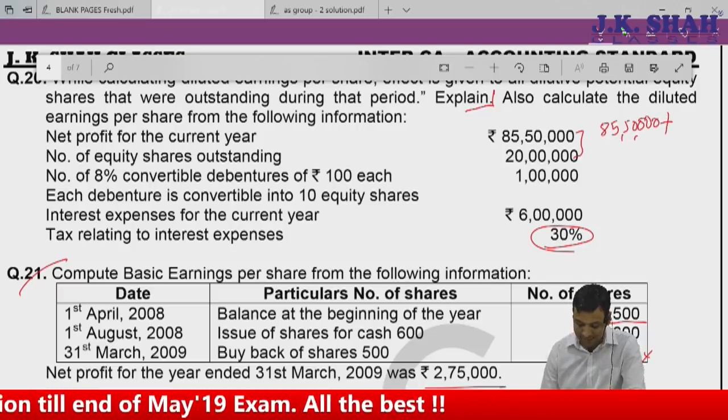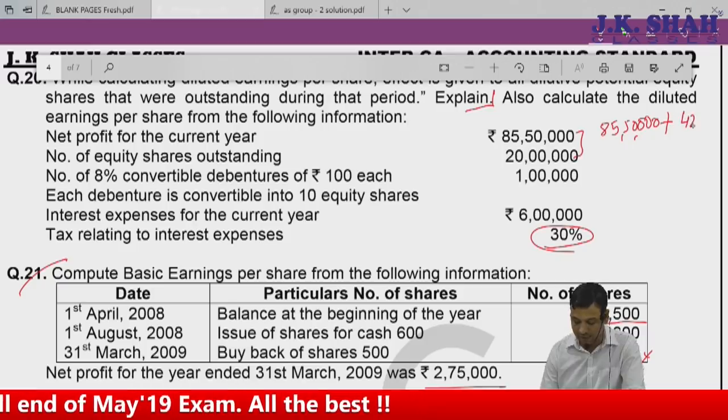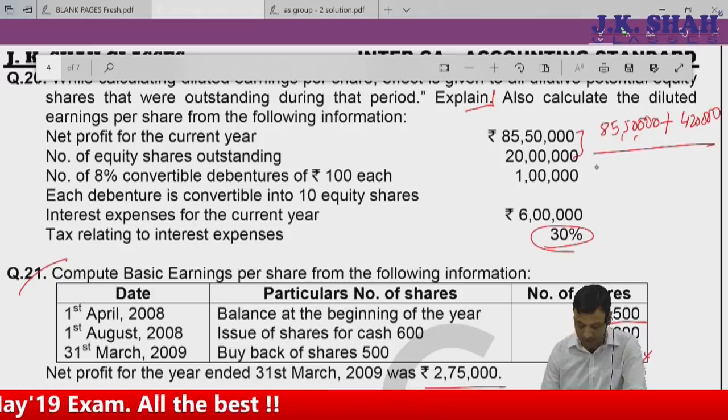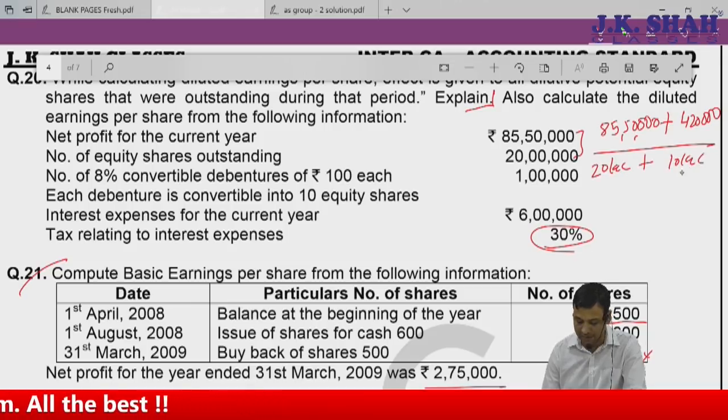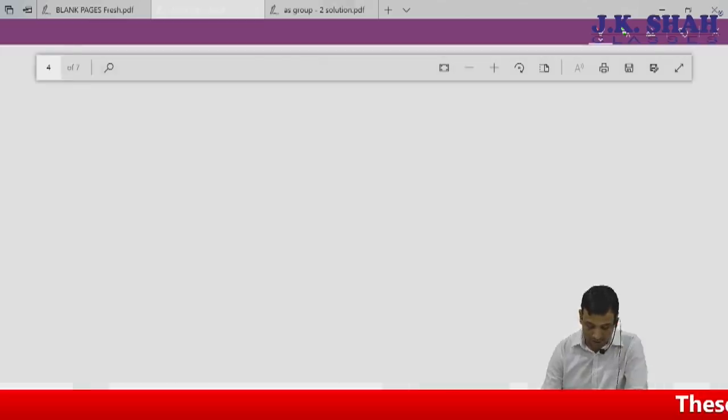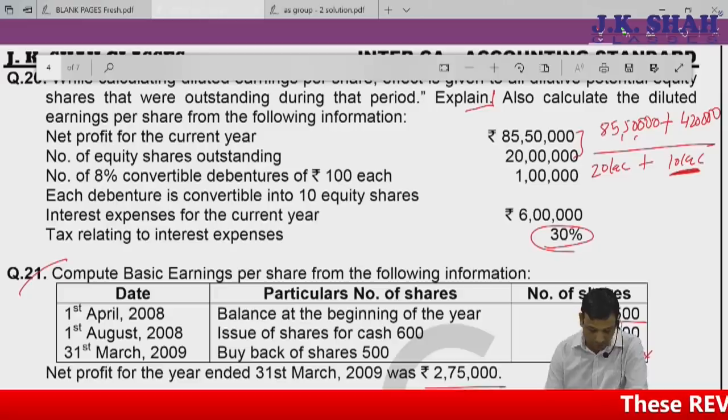Plus 6 lakh 70%, that is nothing but 4,20,000, divided by, already I am having how many shares? 20 lakh shares, plus I will be issuing how many shares? 10 lakh shares. These are nothing but potential equity shares. Debentures convert ho jayega, so I will have to give 10 lakh shares. This is how it is. So here the solution lies to problem number 20.